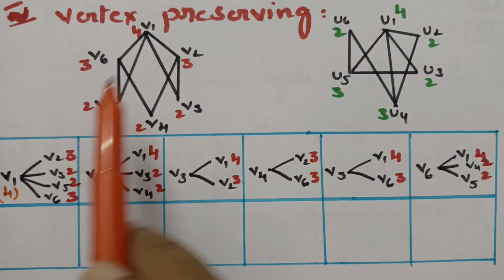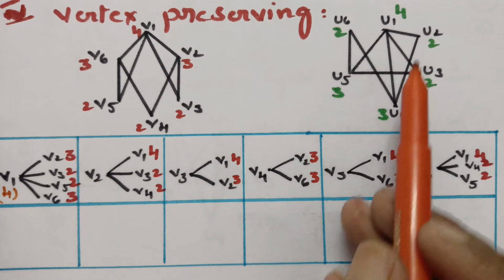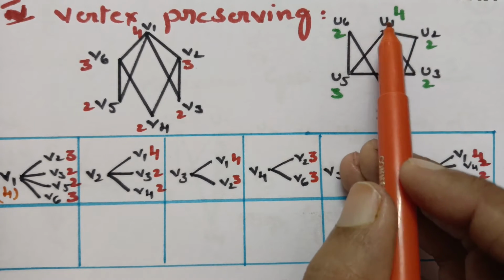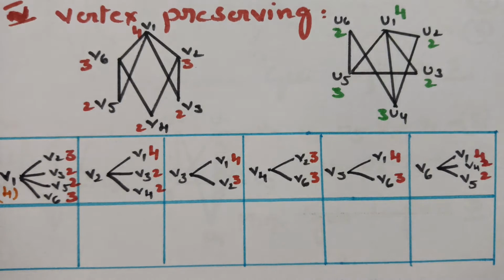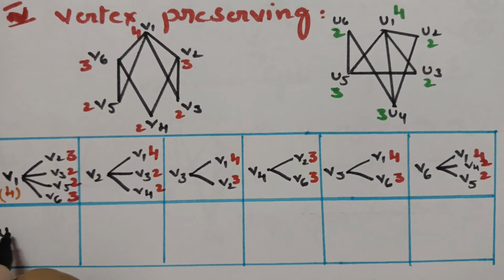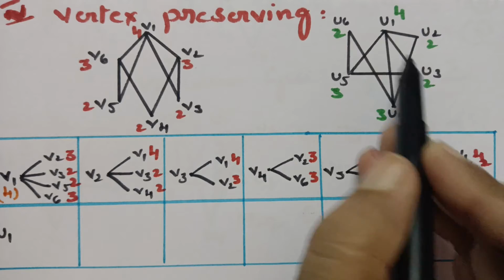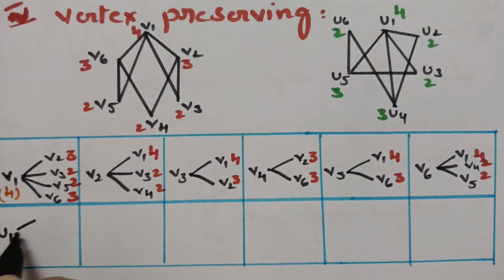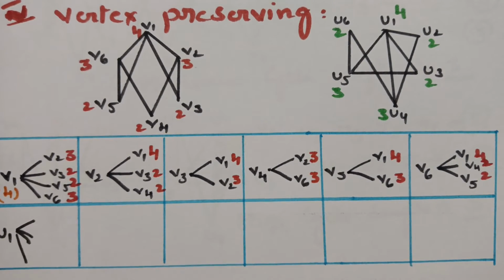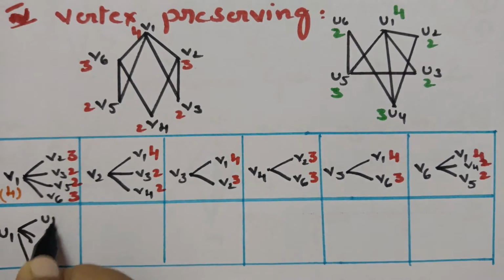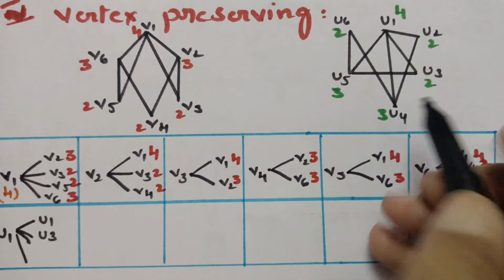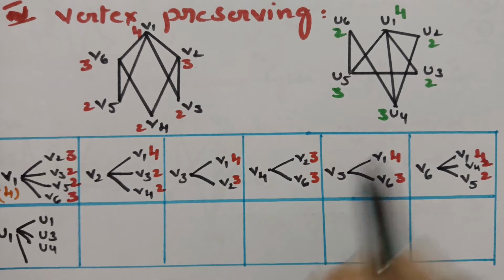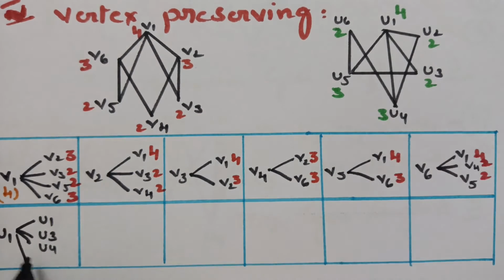And next we have to go with the degree 4 here. Which vertex has degree 4 here? The vertex with degree 4 is u1. So I am going with u1. This is u1, and how many vertices are adjacent? 4 vertices. Again 1, 2, 3, and 4. So 1 is u1's neighbor, and the next one is u3. See here, u3, and the next one is u4, and next one is u5.